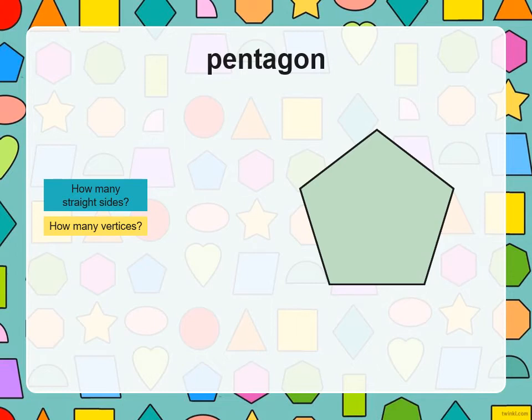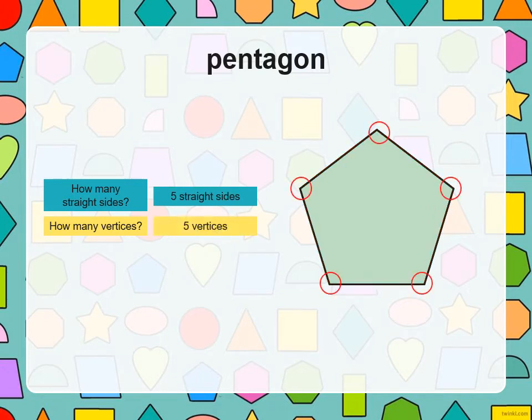Okay, a pentagon. How many straight sides and how many vertices? Have a look. Remember where you start counting? And let's go along. 1, 2, 3, 4, 5. They're all straight. Okay, and then let's take a look at our vertices. 1, 2, 3, 4, 5. Let's see if we're correct. 5 straight sides, 5 vertices.